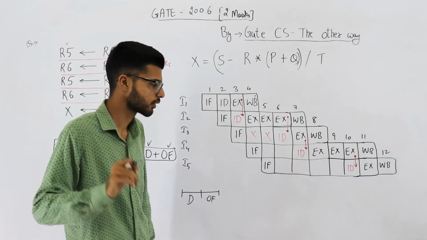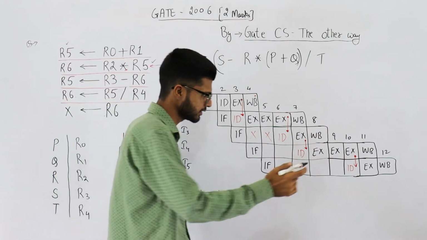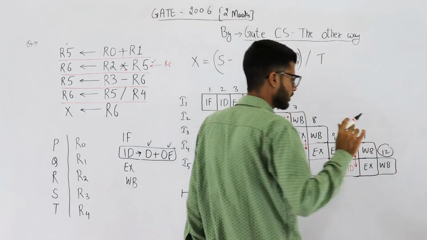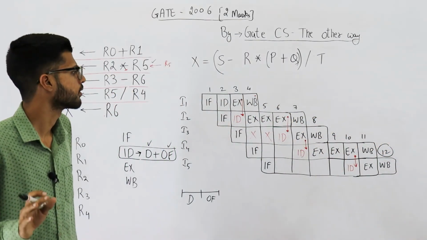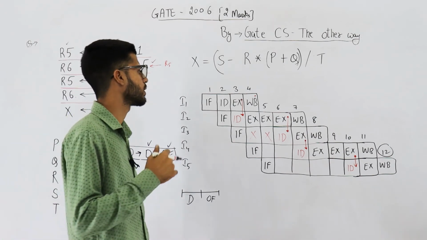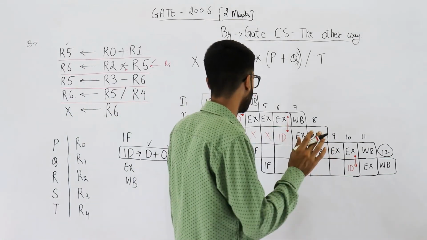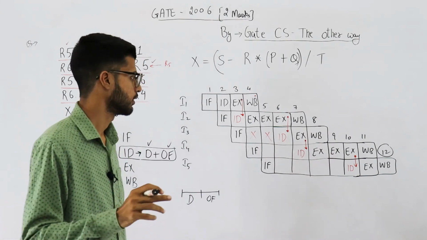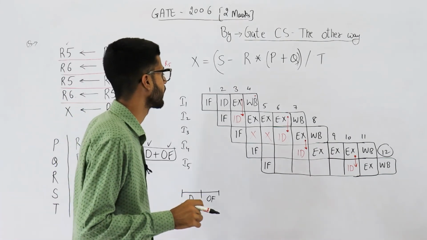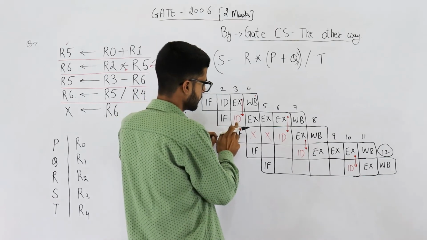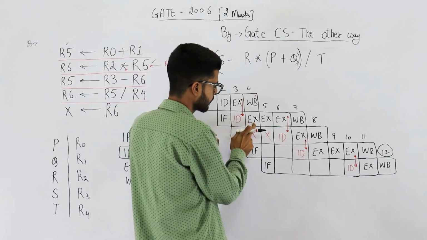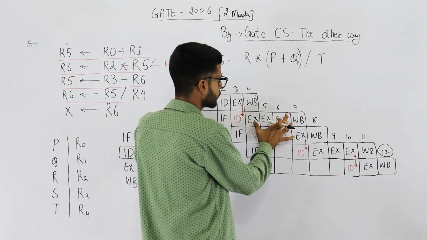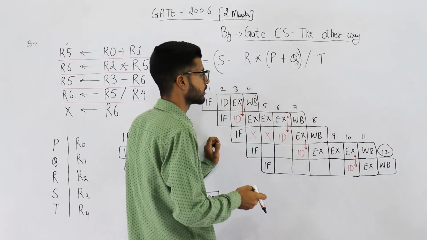Anyways, if you don't use split phase, what's going to happen? The answer here is 12. Question is solved. You can skip the video if you want to. But still I am going to explain what will happen if we don't use split phase. Operand forwarding is given in the question. Then this ID will be placed here and all these 4 will shift by 1 clock cycle.